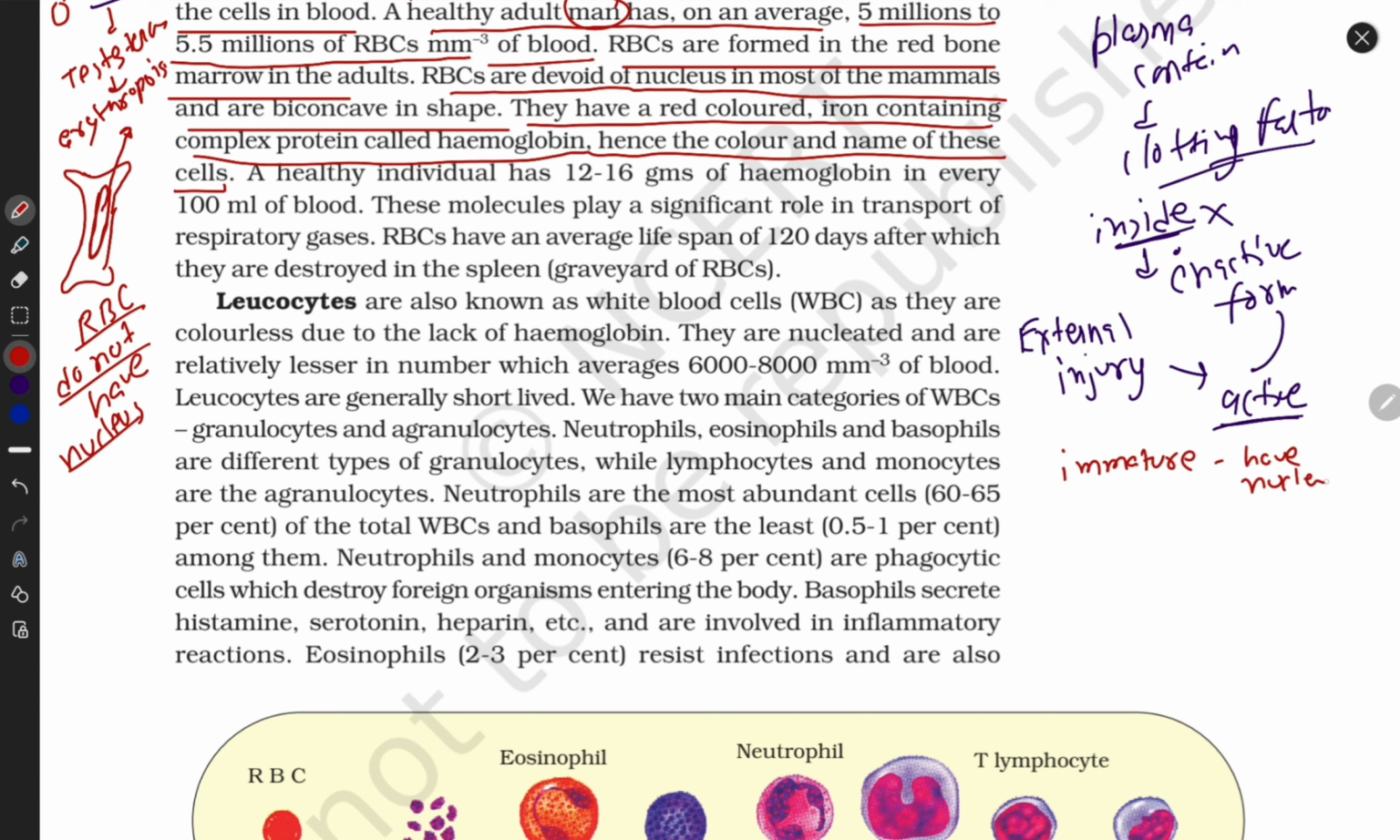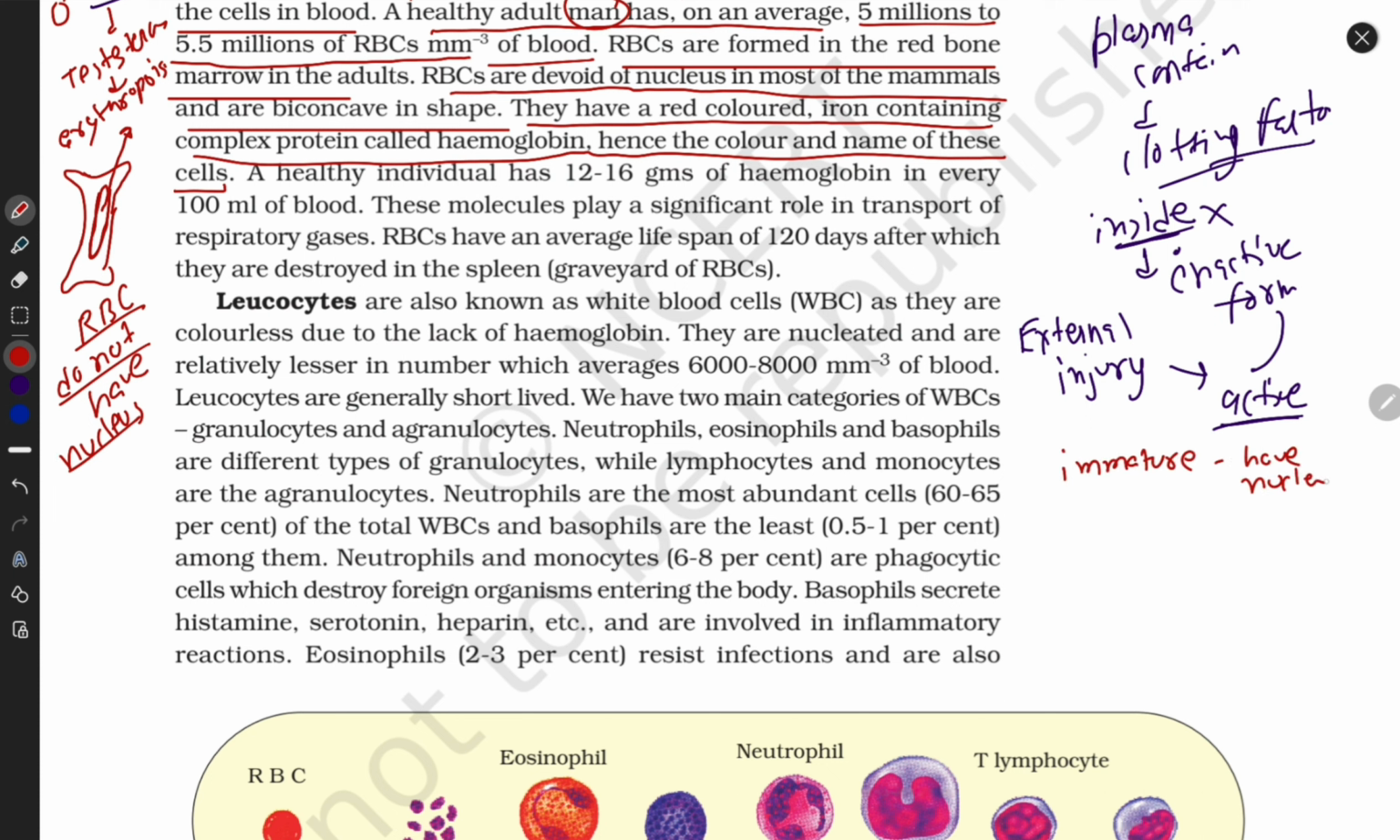Why do RBC look red in color? Because of hemoglobin. What does hemoglobin contain? It has iron. That's why RBC look reddish in color, with a biconcave structure.